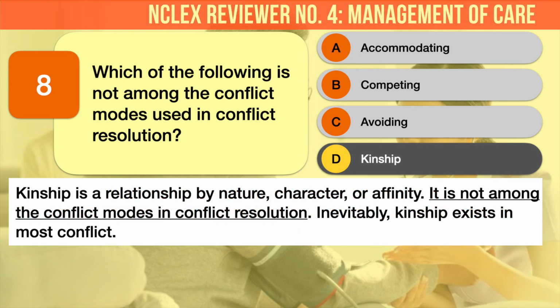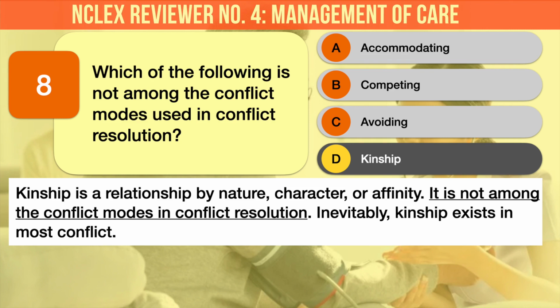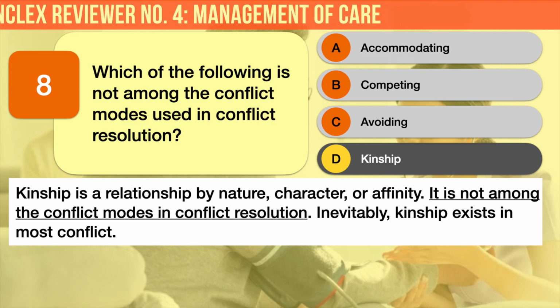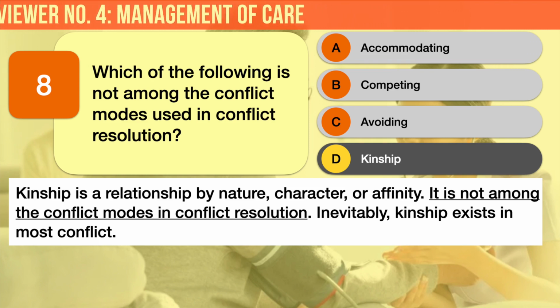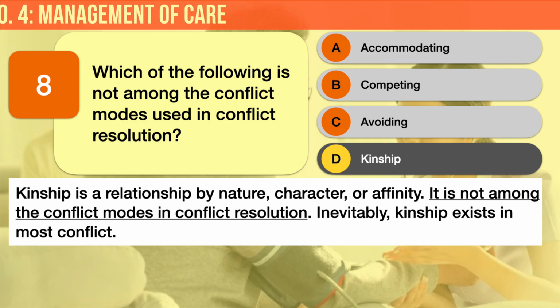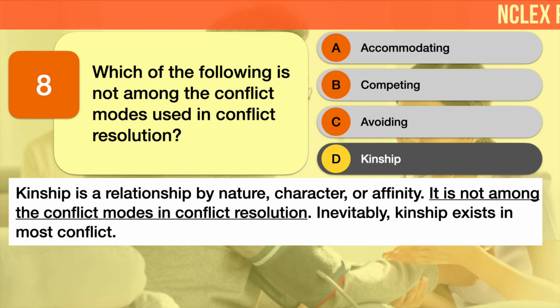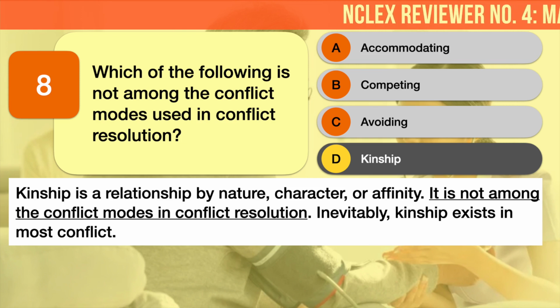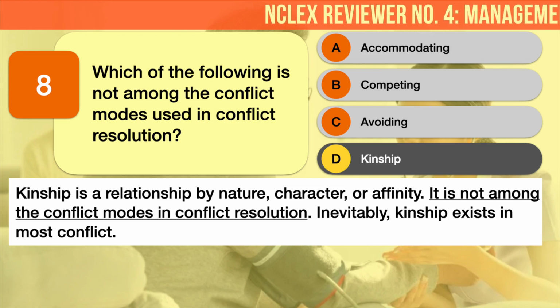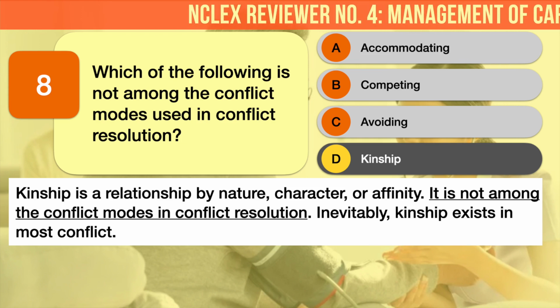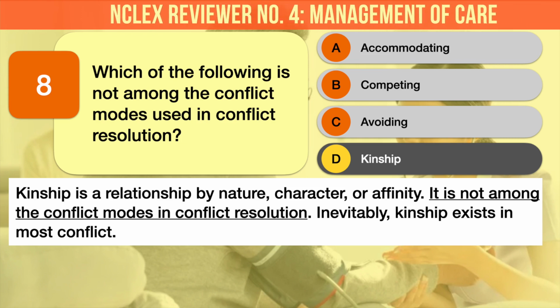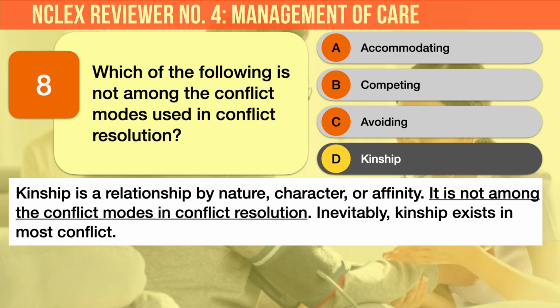The correct answer is D. Kinship. Kinship is a relationship by nature, character, or affinity. It is not among the conflict modes in conflict resolution. Inevitably, kinship exists in most conflict. Avoidance is a mode used to create an artificial safe environment that, all too often, ultimately manifests the very circumstances that were sought to be avoided.